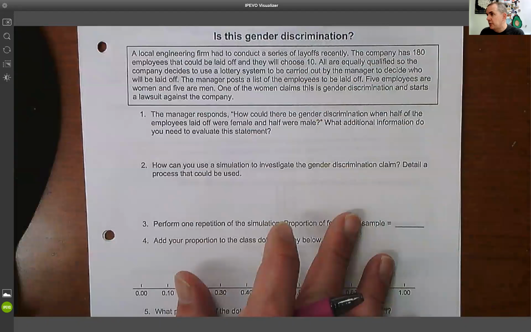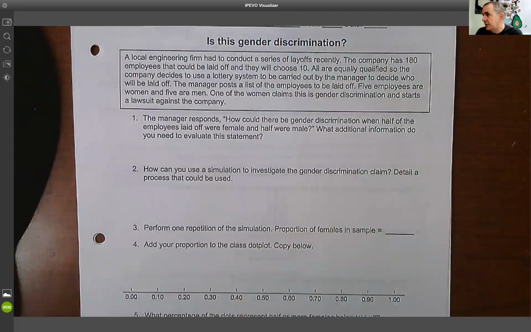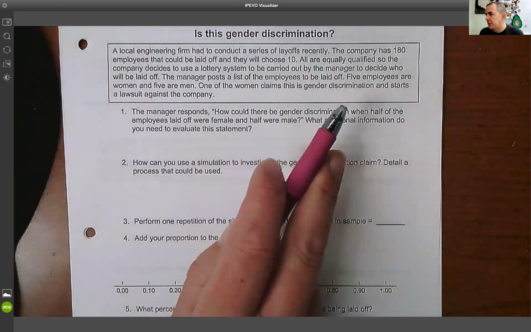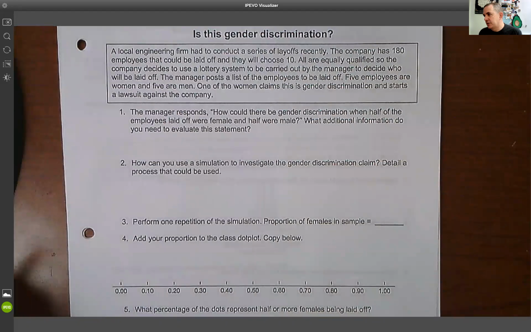So a local engineering firm had to conduct a series of layoffs recently. The company has 180 employees that could be laid off, and they will choose 10. All are equally qualified, so the company decides to use a lottery system, carried out by the manager, to decide who will be laid off. The manager posts a list of employees to be laid off. 5 employees are women and 5 are men. One of the women claims this is gender discrimination and starts a lawsuit against the company.